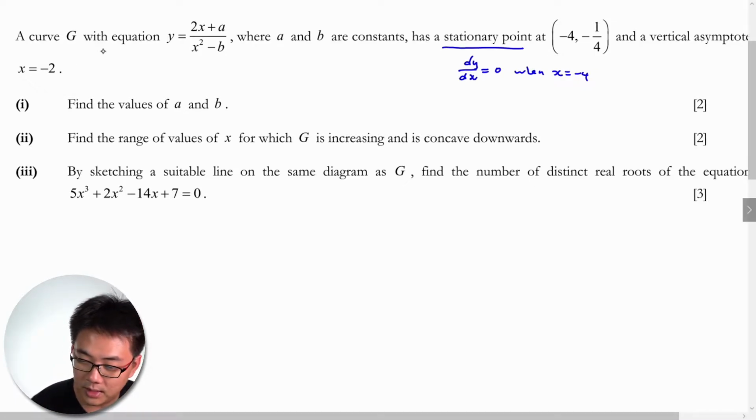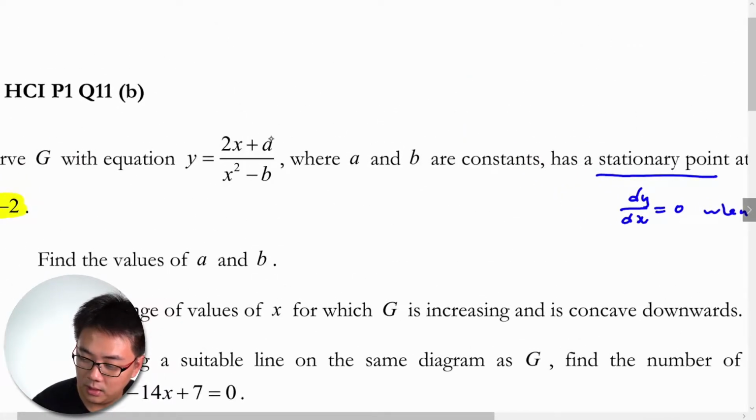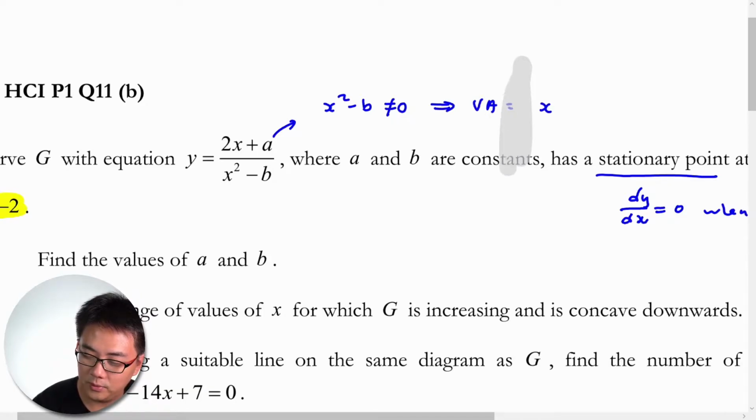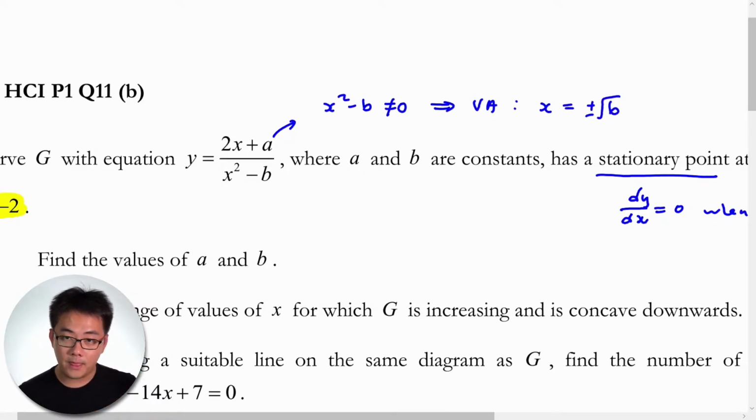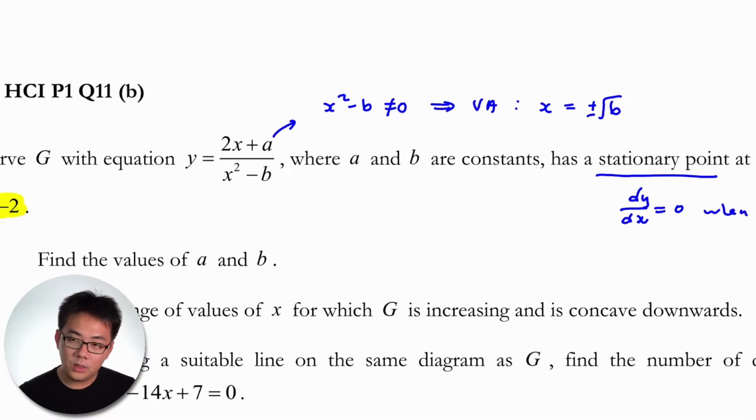But what I'm more interested in is the vertical asymptote, because from here we know that x squared minus b cannot be 0. So the vertical asymptote should be x equals plus minus root b. This is what you're looking at. So try and see how we can go about doing it.